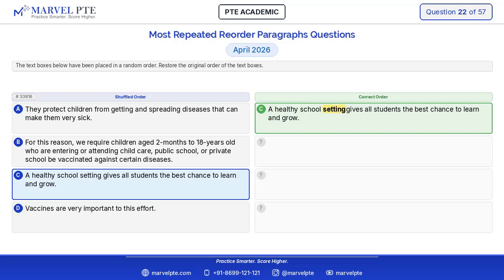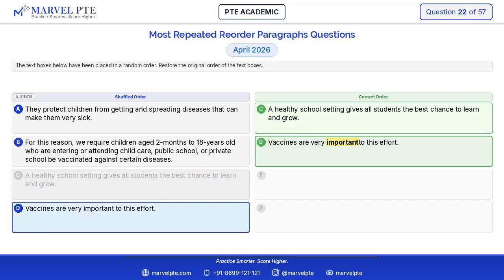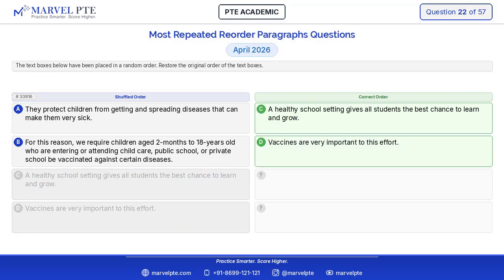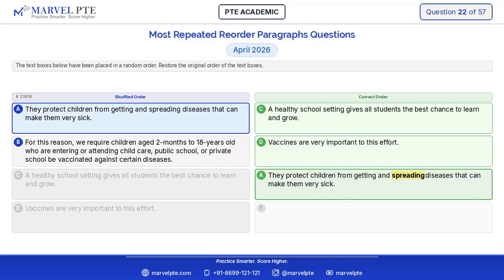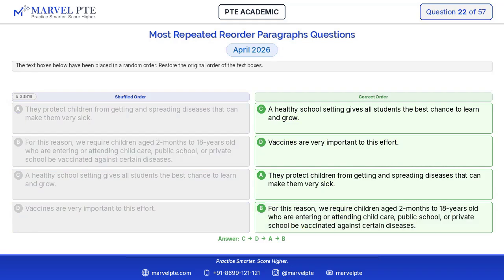A healthy school setting gives all students the best chance to learn and grow. Vaccines are very important to this effort. They protect children from getting and spreading diseases that can make them very sick. For this reason, we require children aged 2 months to 18 years old who are entering or attending childcare, public school, or private school to be vaccinated against certain diseases.